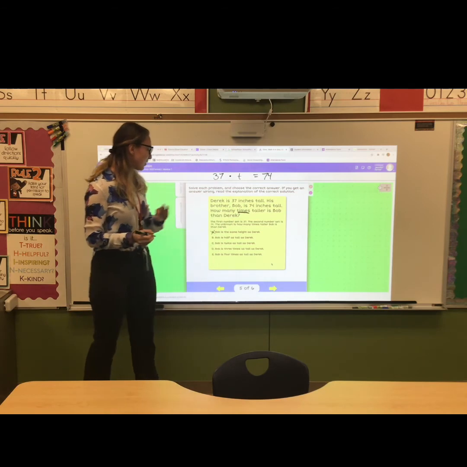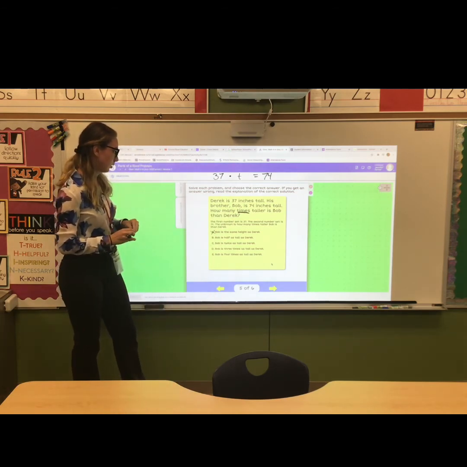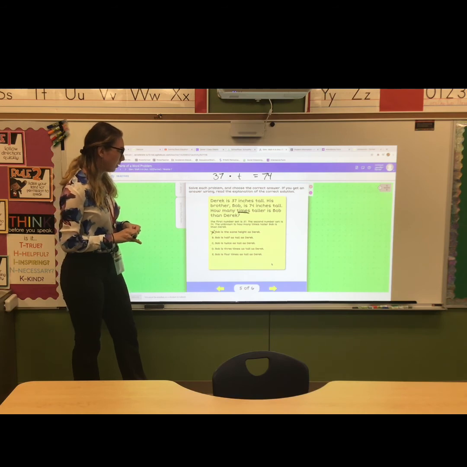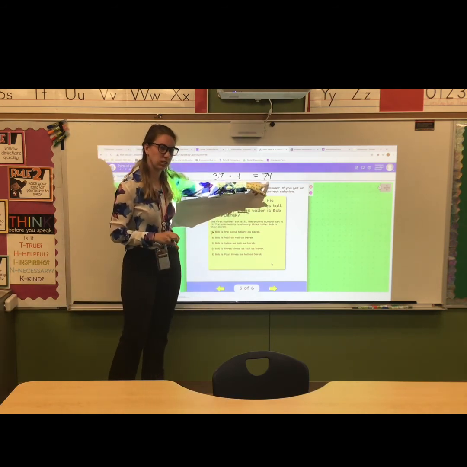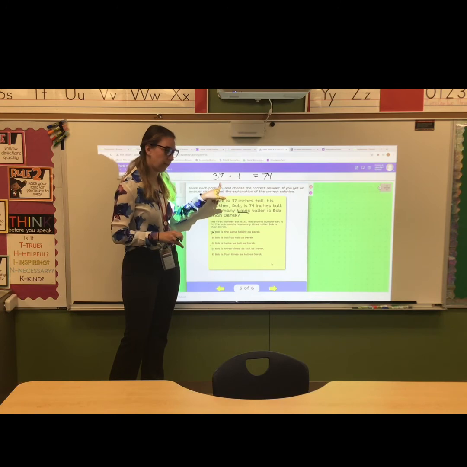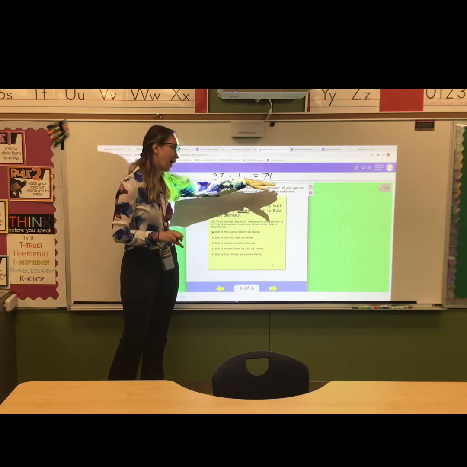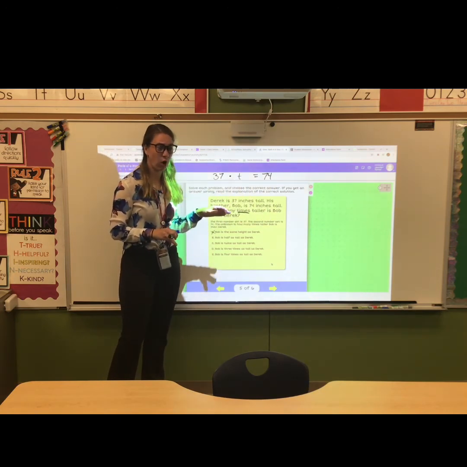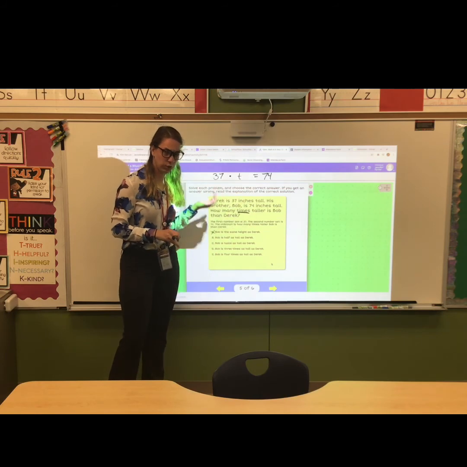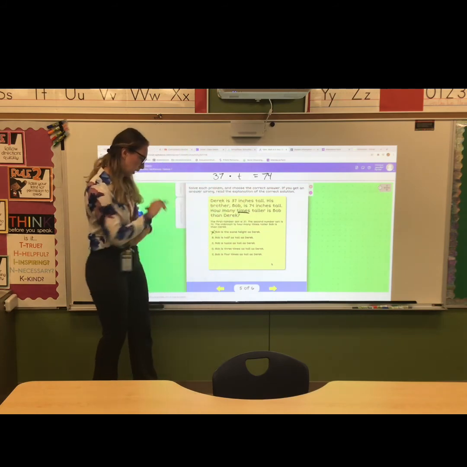Bob is half as tall as Derek. Well, Bob is 74 inches and Derek is 37 inches. I don't think Bob is half of Derek. I think that's definitely wrong, right? Bob is not shorter than Derek. So that one we can cancel right away.